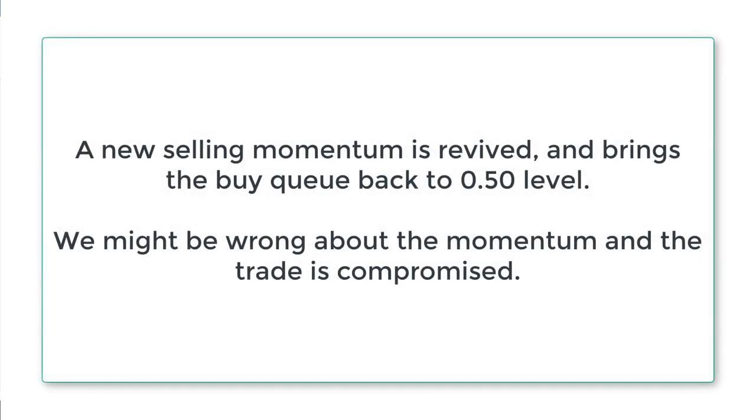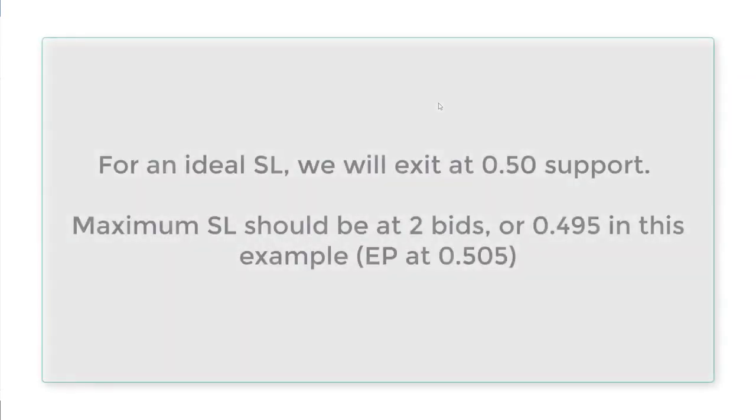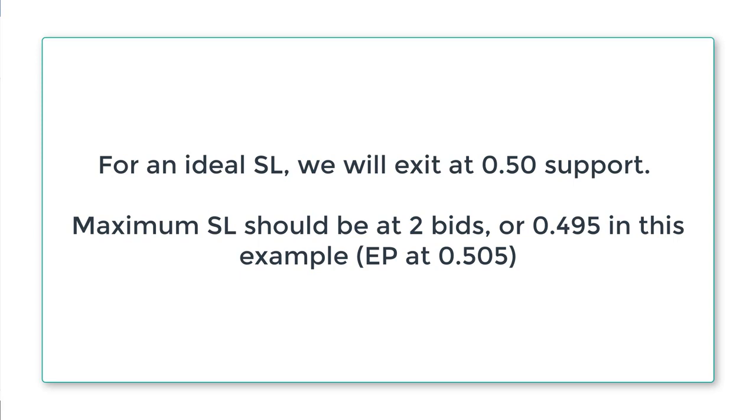that's our price. Now, if the selling momentum further hits you down to 50 cents again, which means the 50 cents goes back to the buyer queue, then you need to be careful. This might mean our judgment is premature, and therefore our SL, our stop loss, will be at 50 cents, maximum at 49.5 cents, that is 2 bits.